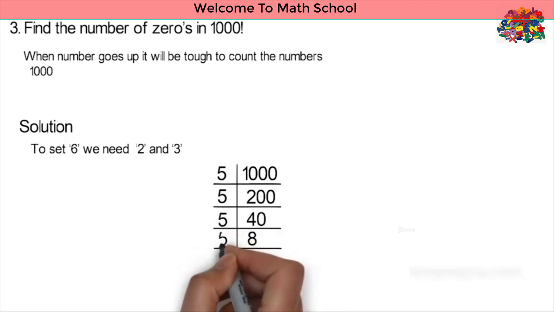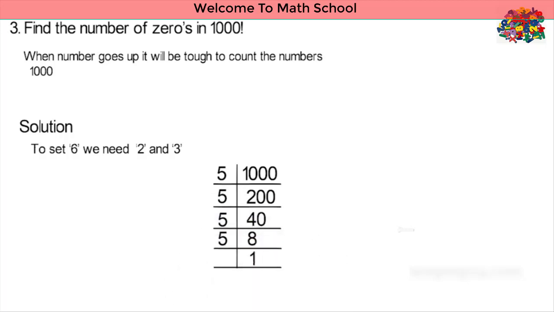So now add all the numbers and the total you will get is 249. Now you can say there will be 249 zeros in 1000 factorial. So this is one of the easiest ways to find the number of zeros in a factorial of any number, which is nothing but continuous division of the number.